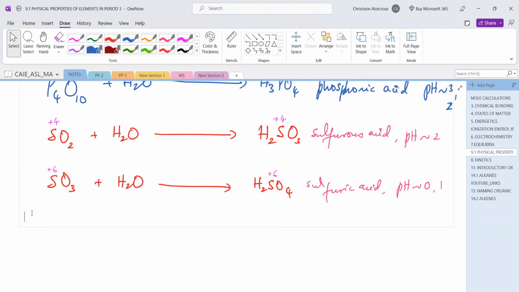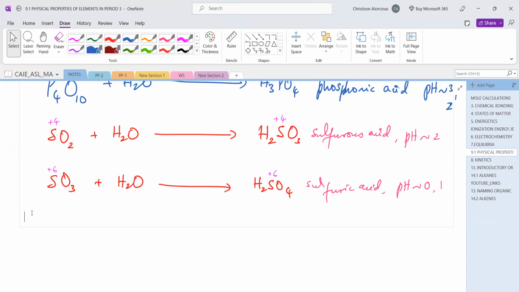And we found that the acid-base nature of aluminium oxide and silicon dioxide could not be discussed because they do not react or they do not dissolve in water. So it's difficult to find the pH of those solutions, because they actually don't form aqueous solutions.